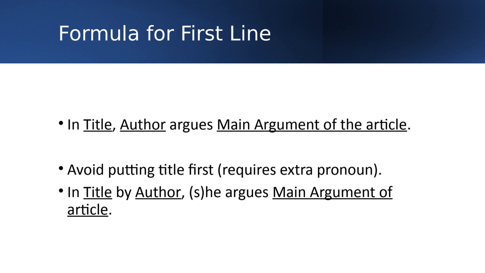By highly structured, I mean that for the first line, you should say in whatever the title is, comma, author's name, argues, and then what's the main argument of the article, period. Avoid putting the title first because it just gets everything all gummed up with the extra pronoun. I give an example here. In title by author, he or she argues, blah, blah, blah. You can make author be the subject of argues if you do it as it looks in the top there.